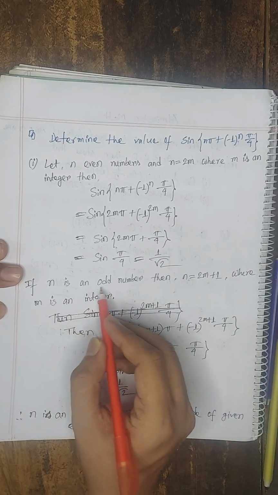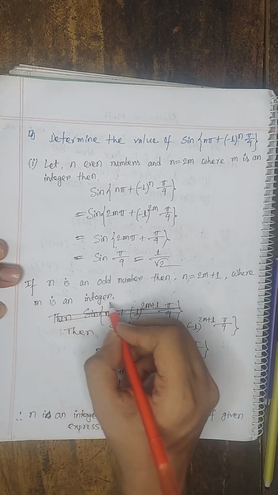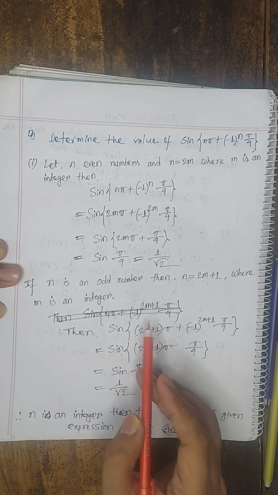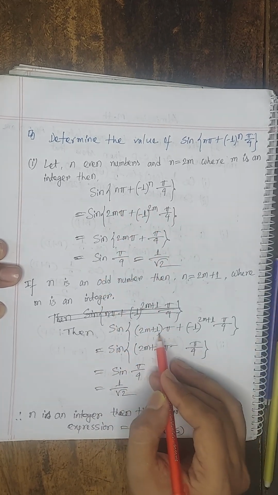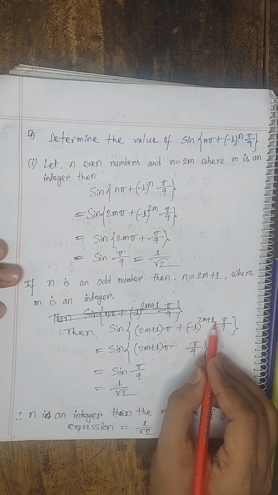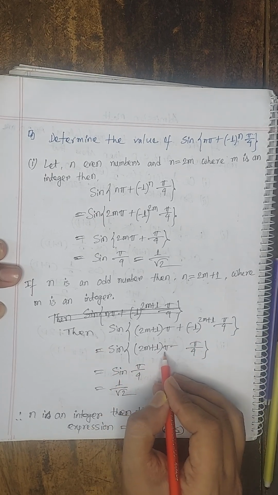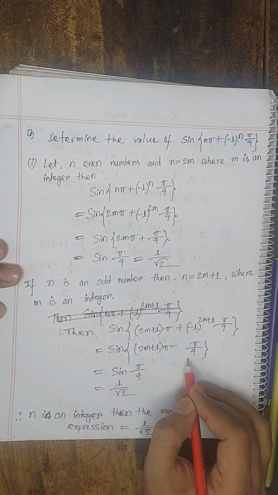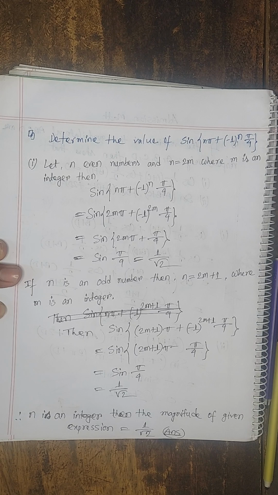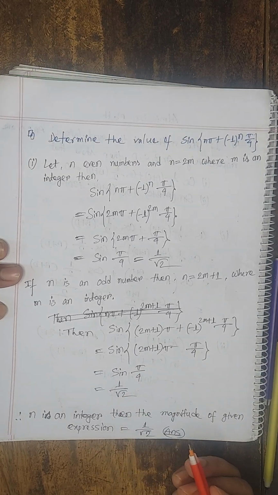And if n is an odd integer, then n is equal to twice m plus 1, where m is an integer, right? Then we substitute n by twice m plus 1, so sin ((twice m plus 1) pi plus (minus 1) to the power (twice m plus 1) times pi by 4). So sin ((twice m plus 1) pi minus pi by 4), we get sin pi by 4 here, and the value of this expression is 1 by root 2.